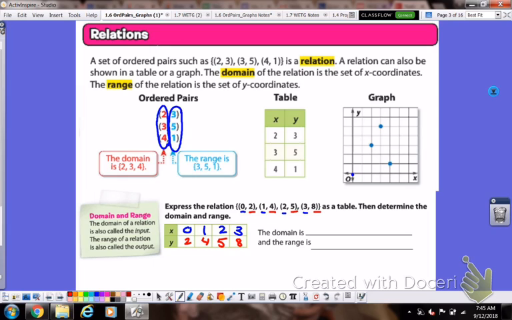So to express this as the domain and range, we're going to use our bracket notation. Our domain would be {0, 1, 2, 3}. And our range, again with bracket notation, {2, 4, 5, 8}, and close it with some brackets.